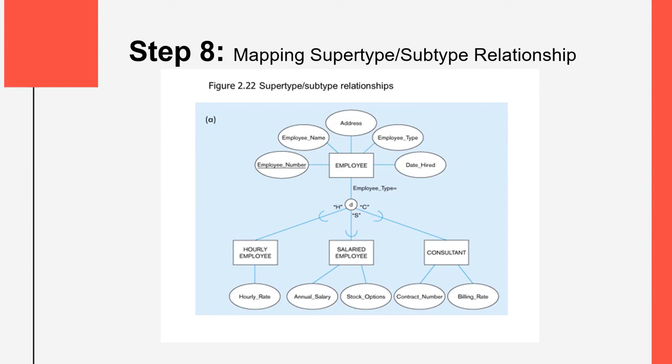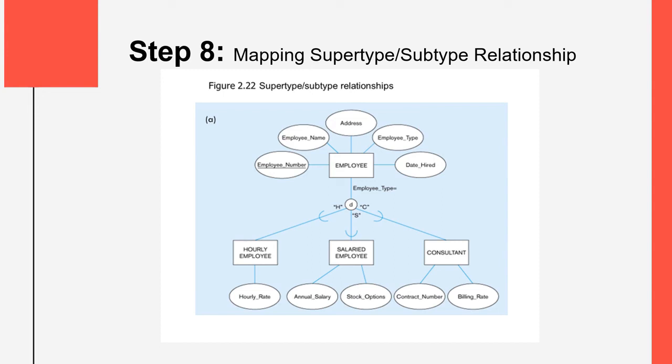Okay, so if you have this kind of ERD with subclasses, we have here hourly employee, salaried employee, and consultant, and for each of the subclasses we have specific attributes. For hourly employee we have the hourly rate. For the salaried employee we have annual salary and stock option, and for the consultant subclass we have the contract number and billing rate. And the disjoint here is their cardinality, and the participation is not total but partial.